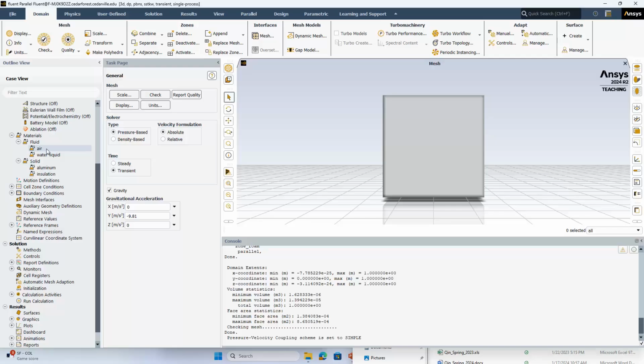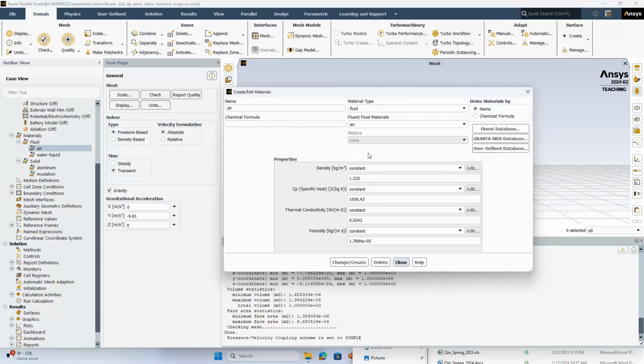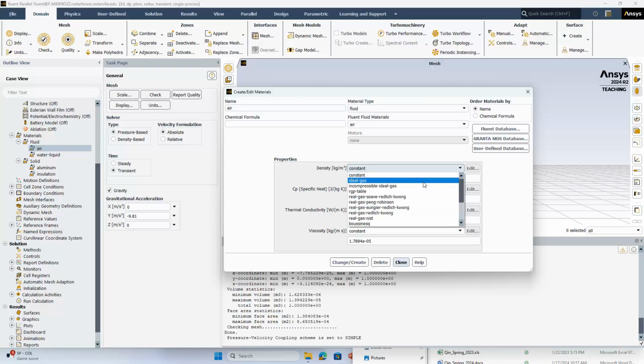Right now, if you double click these two materials, like air, you can see what we are using is a constant density air, which definitely is not going to give us any natural convection. So here you want to change this density from constant to incompressible ideal gas. Ideal gas, incompressible ideal gas, and the Boussinesq assumption all can give us variable densities, but the simplest option is incompressible ideal gas.